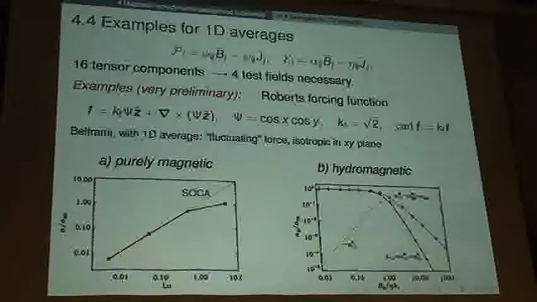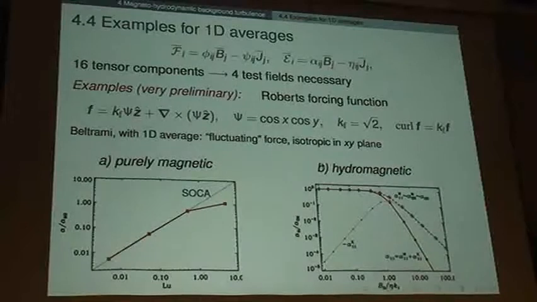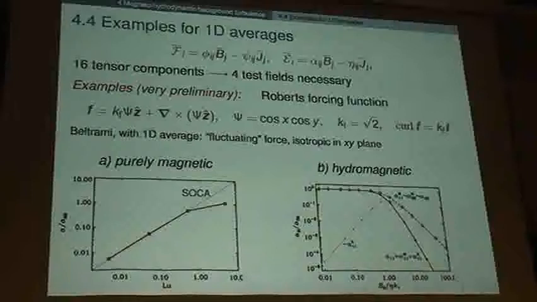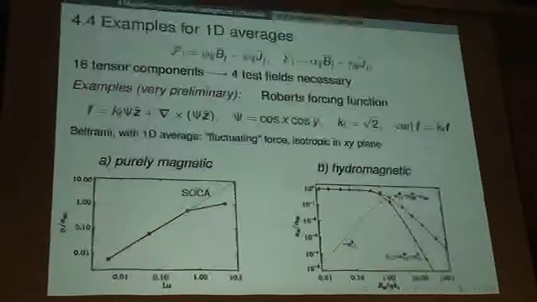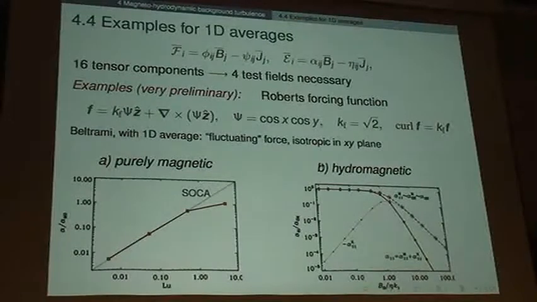Sorry? Are you forcing with the Roberts flow, or are you forcing with delta correlation? Sorry, I was wrong. It is Roberts forcing. Delta correlation is the other case I won't speak about. No, it's not delta correlation, it's simply regular forcing and giving a regular velocity pattern.